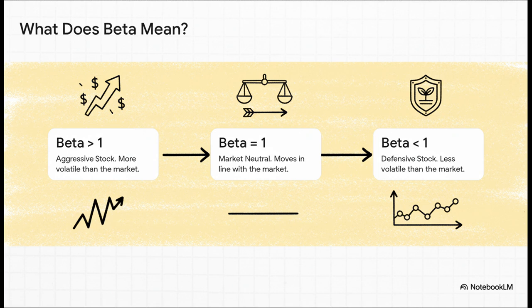So if a stock has a beta greater than 1, say 1.5, we call it an aggressive stock. It's expected to be 50% more volatile than the market. If the market goes up 10%, it might go up 15%. And a beta of less than 1, like 0.5, that's a defensive stock. It's less volatile, moving only half as much as the market.